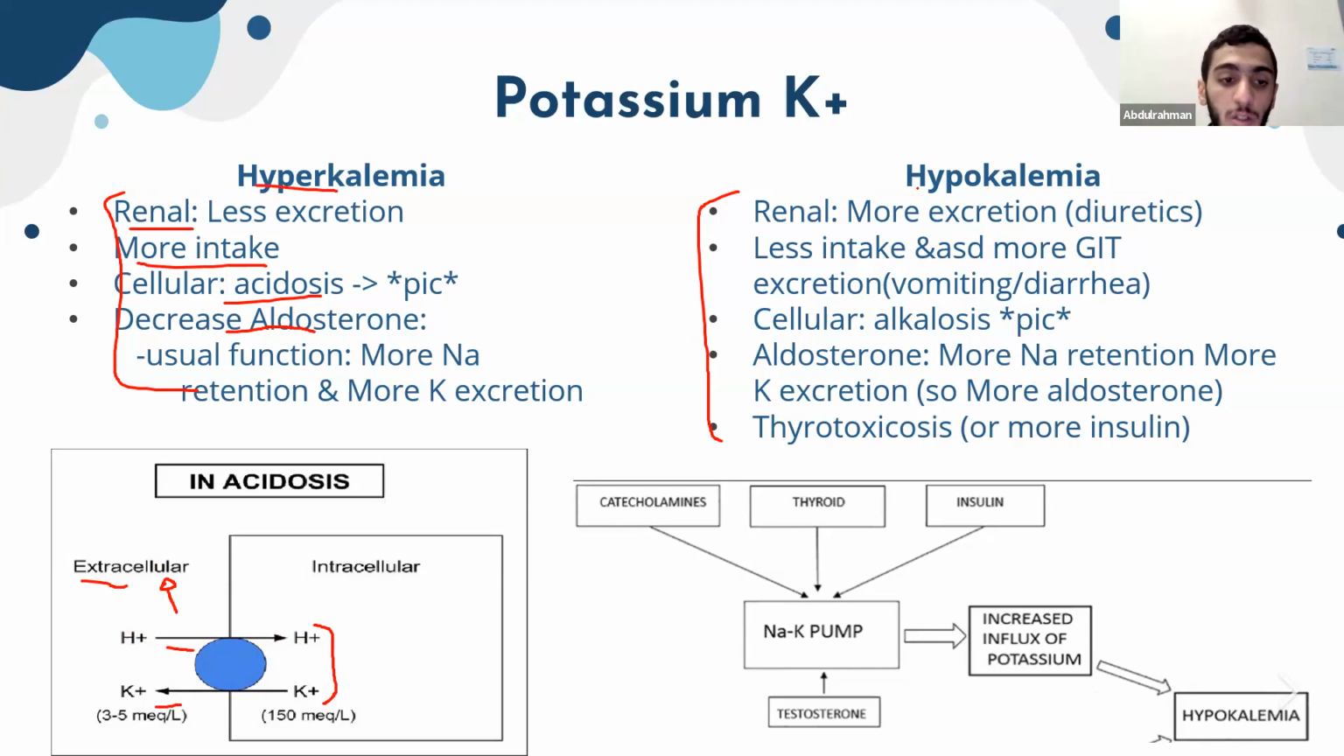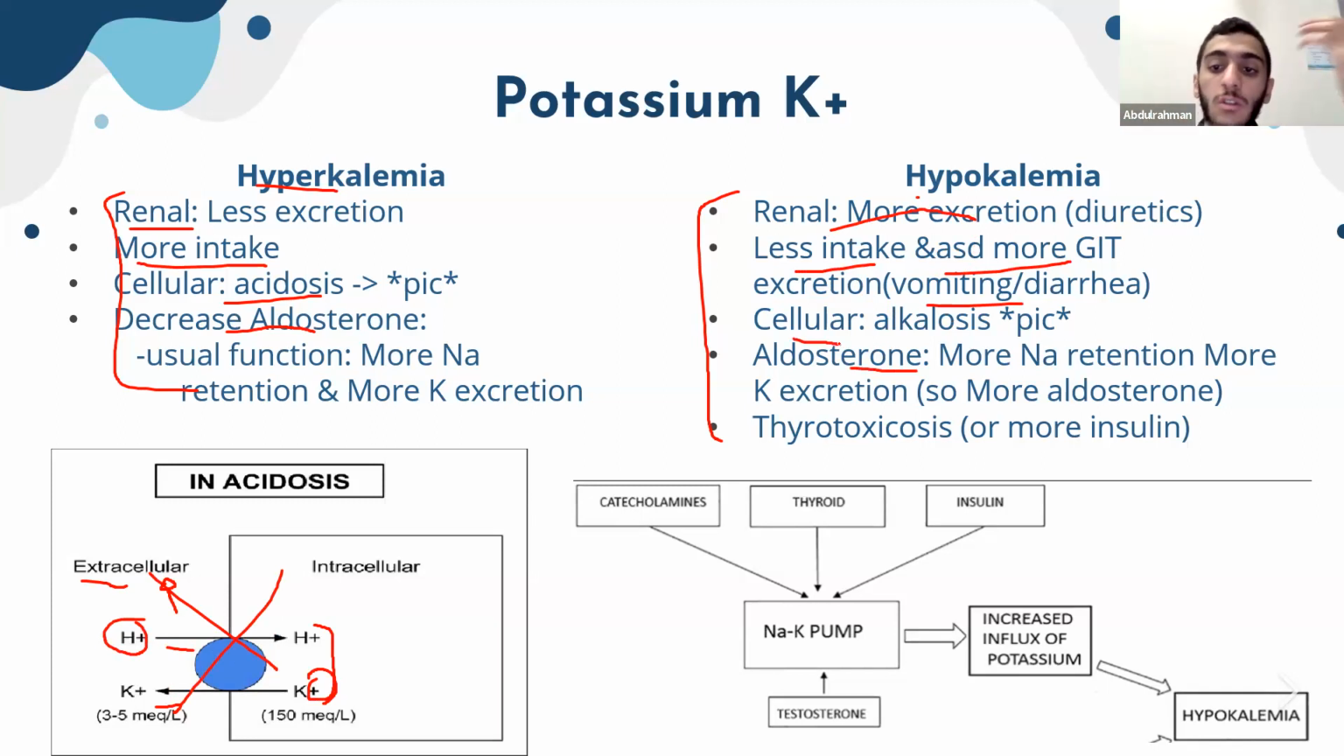Hypokalemia is the complete opposite. If we said acidosis does this, then with alkalosis, when there's too much basic environment, we cross out this process because we want H plus to stay here. As a result, K plus stays here, so we get hypokalemia. Or it could be because we're urinating too much potassium, or because we're not eating food with potassium, or we could be vomiting or having diarrhea. As a result of vomiting and diarrhea, you're going to get rid of fluids, and including these fluids, you're going to have potassium that's going to be removed.